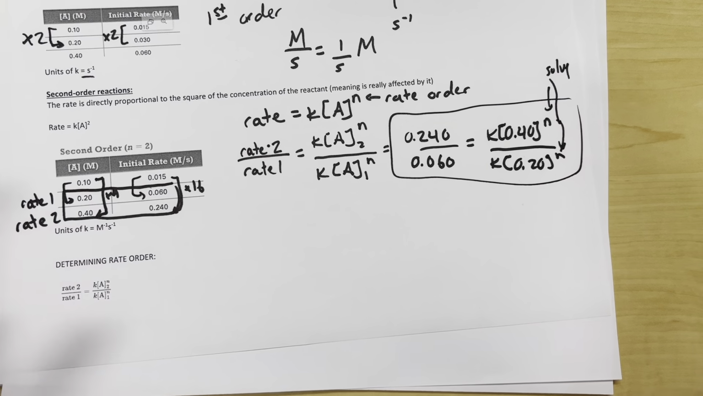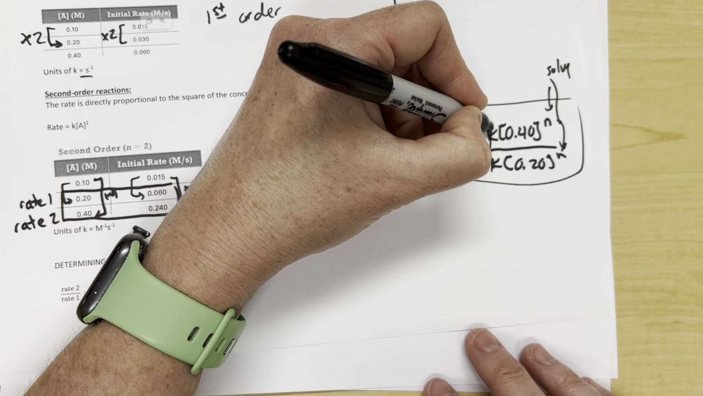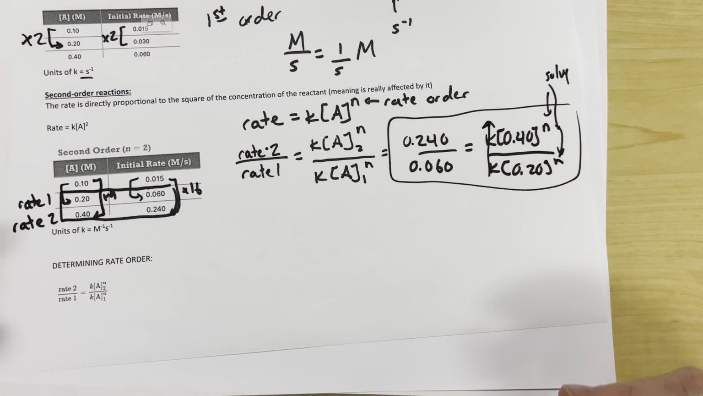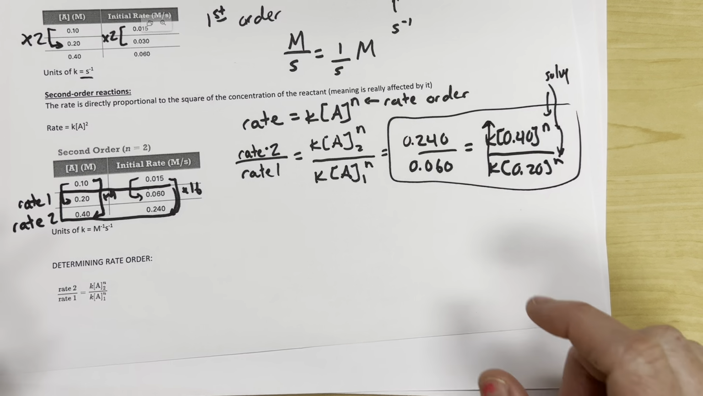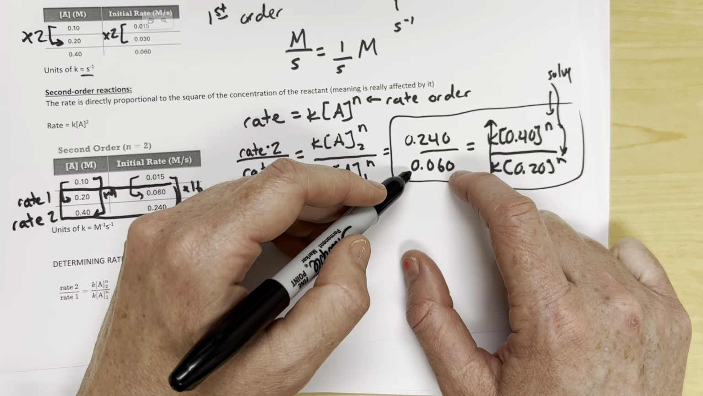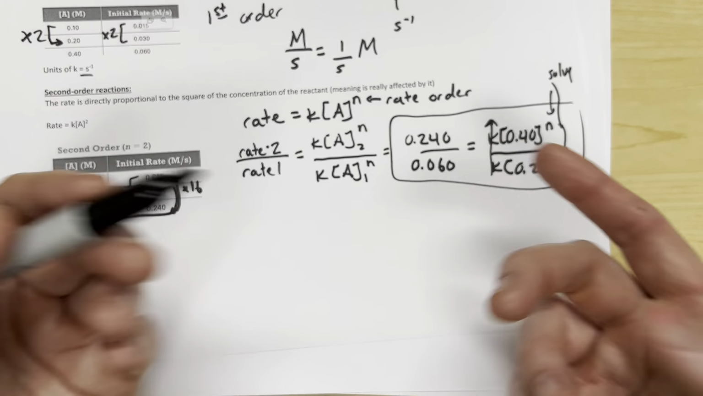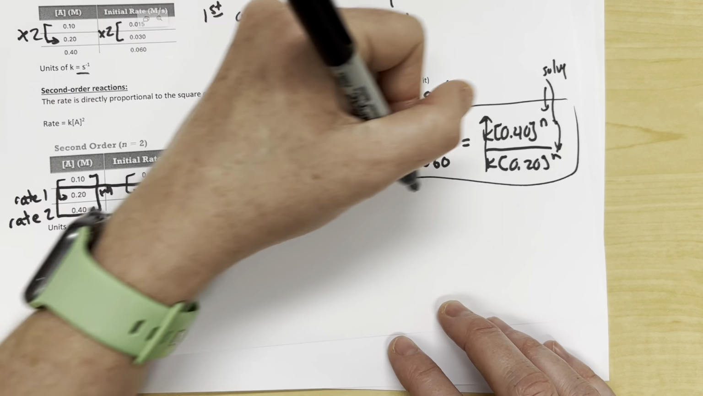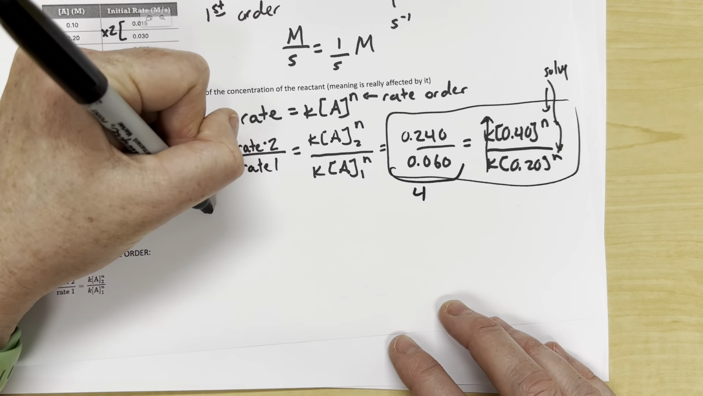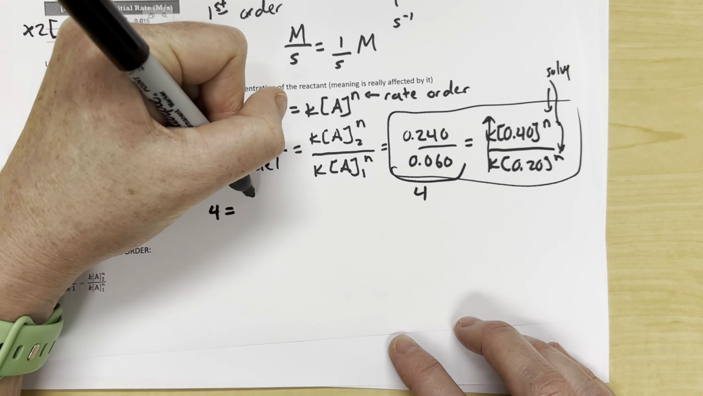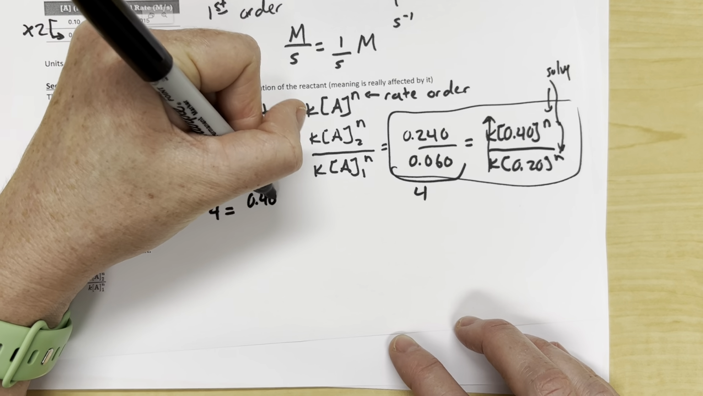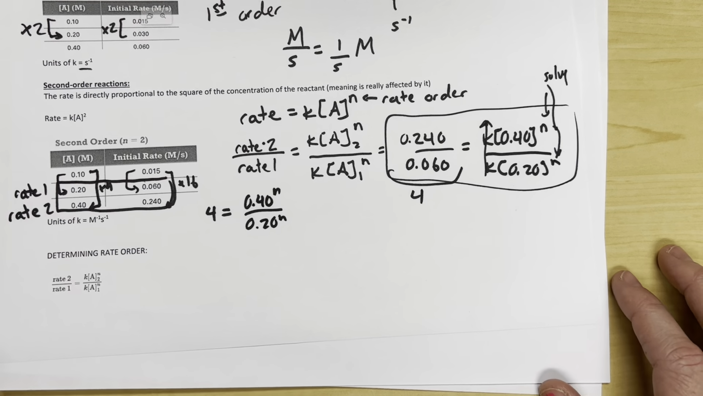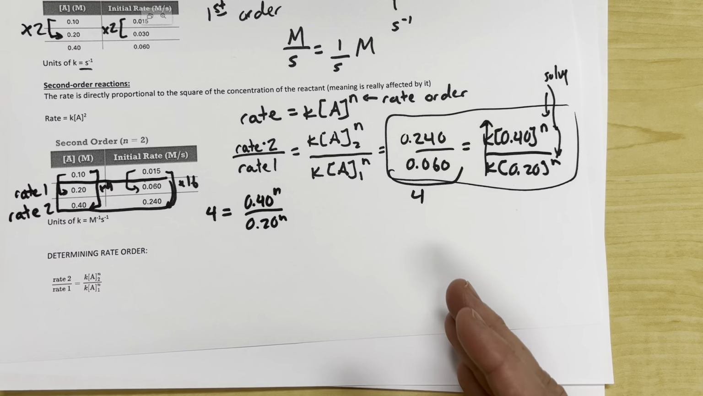All right, step number 1, the k's cancel. You have something divided by itself, it's always going to be 1, so that cancels. That's good news, right? Next, you can do this. 240 divided by 60 is 4. In other words, 0.240 divided by 0.060 is 4. So this equals 4. To rewrite right now, we have 4 equals 0.40 to the n over 0.20 to the n. Much simplified, right? Now let's keep going.